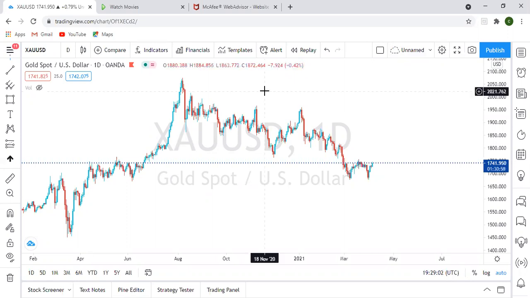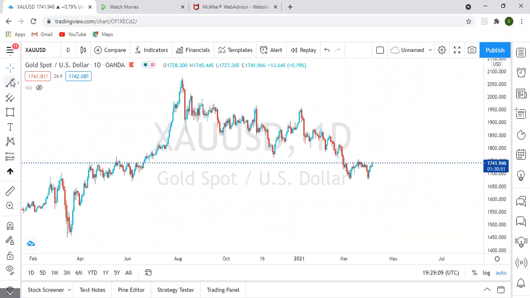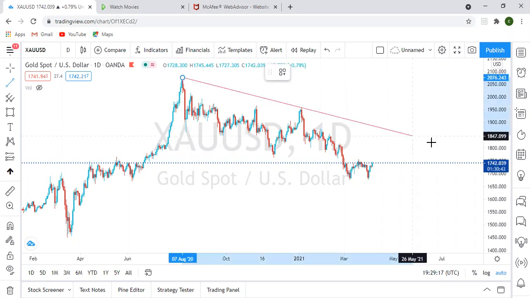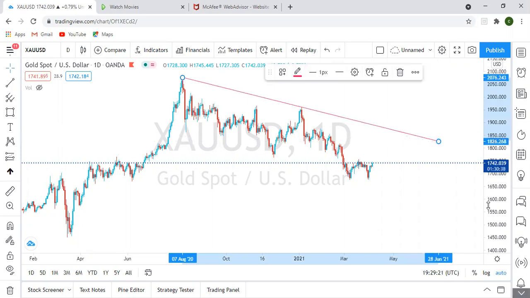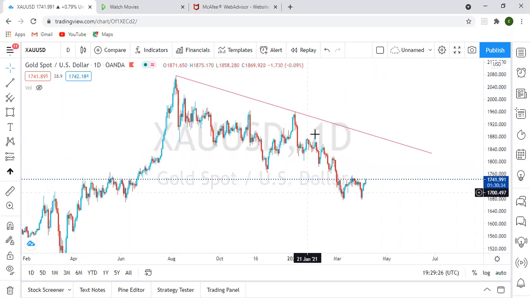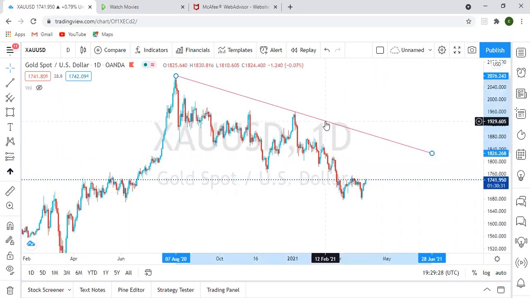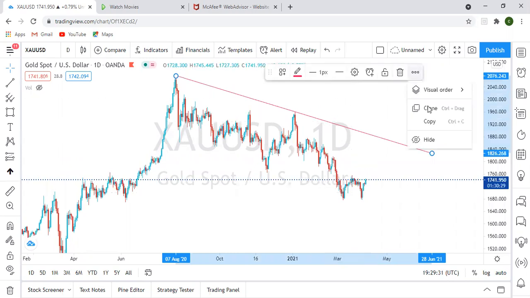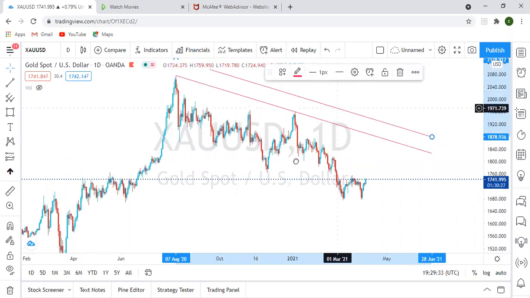So what we see on gold today, we see some kind of a falling channel, and the market is busy pushing to the upside. So let's take our trend line and adjust it to be like this, and then let's enlarge the screen, and take the trend line, clone this, and put it somewhere here.